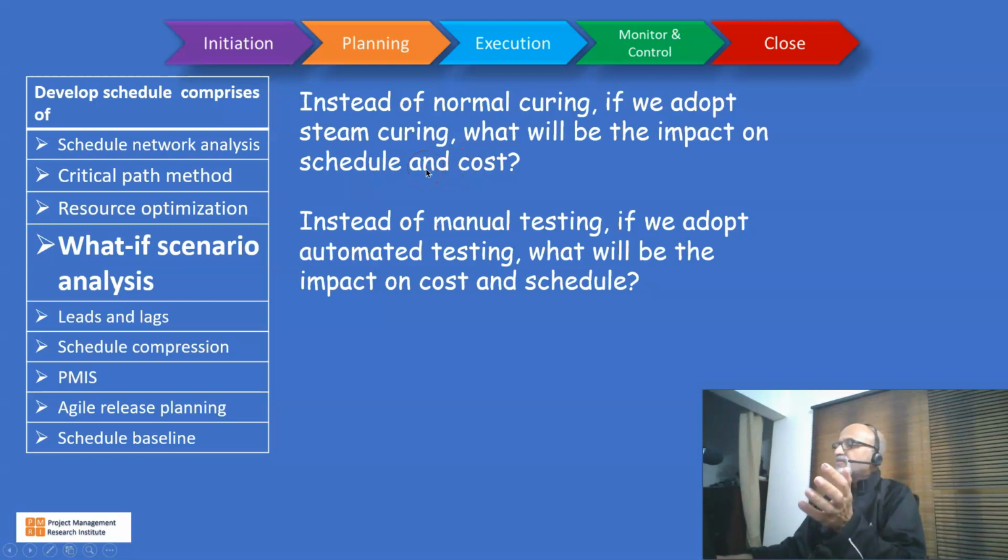If I'm using steam curing, what is the savings on the schedule, and out of that what is the cash cost advantage. But at the same time, by doing steam curing, I have to invest more. So a what if scenario analysis is required to decide on it. Another scenario, instead of manual testing, if we adopt automated testing, what will be the impact on cost and schedule? So this kind of an analysis we call as what if scenario analysis. And we already discussed decision trees, and decision trees can be used to perform this what if scenario analysis.